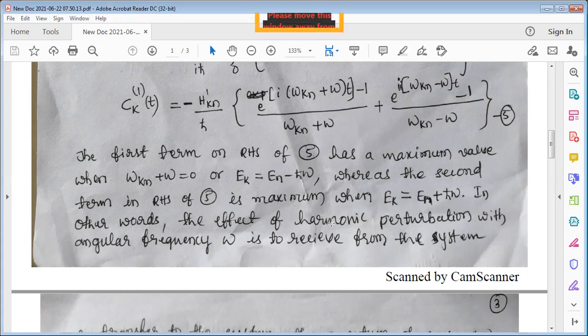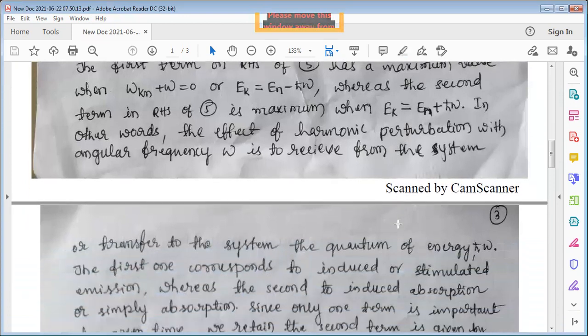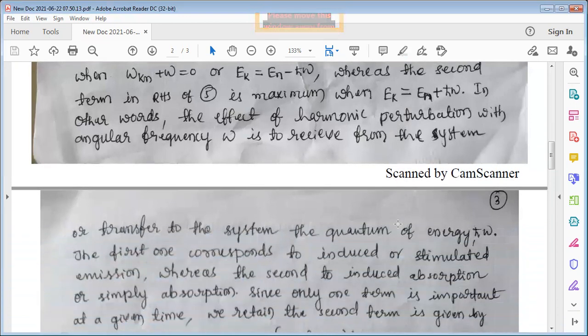So in other words, the effect of a harmonic perturbation with angular frequency omega is to receive energy from the system or transfer energy to the system. That means in this process, a quantum amount of energy, that is h cross omega, is either given to the system or taken away from the system. So that is what is happening here.